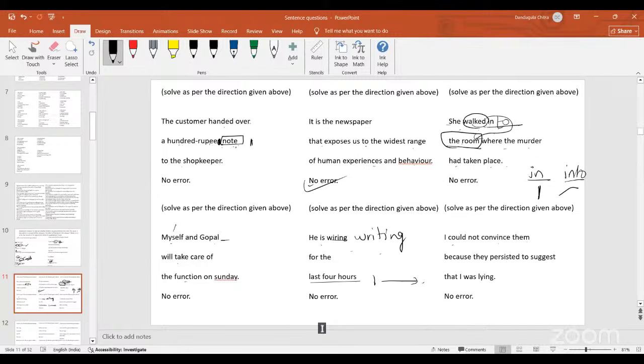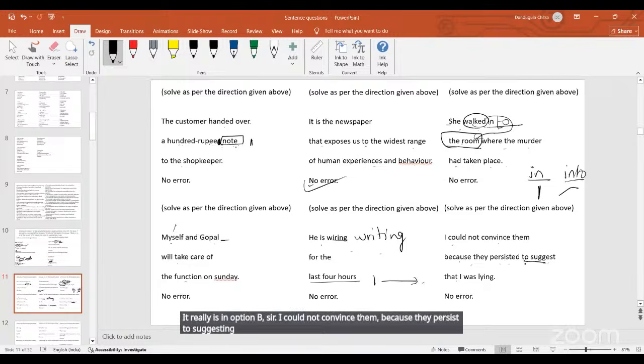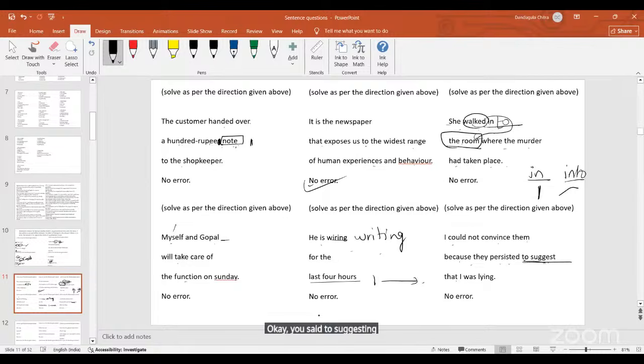I could not convince them because they persisted to suggest that I was lying. No error. Error is in option B, sir. Okay, you said "to suggesting." However, suggesting is right. To plus V1 should not be there. Maybe "in suggesting," sir. Yes, exactly. So "persisted in suggesting that I was lying" is correct.